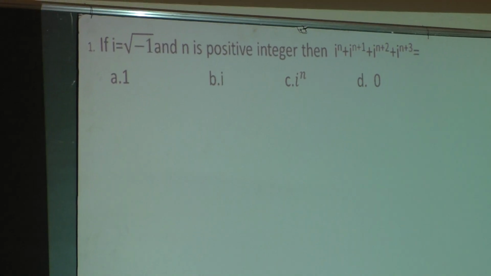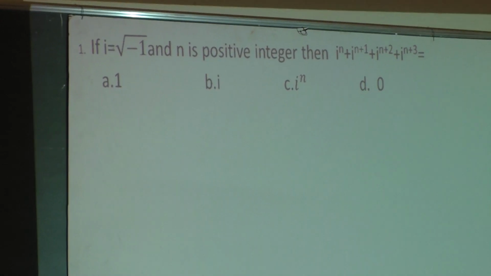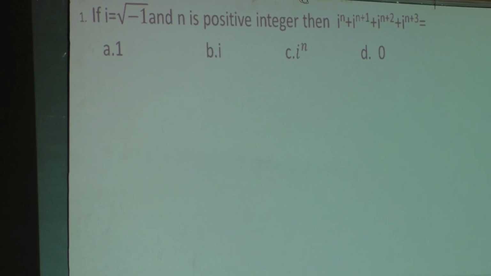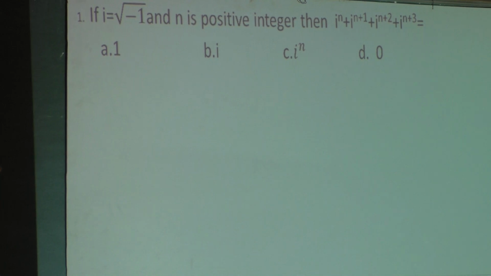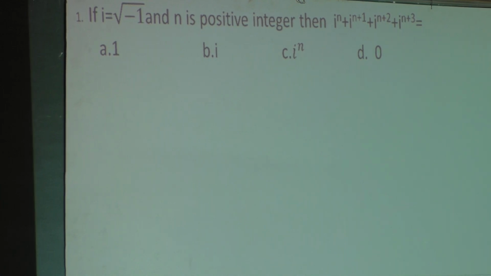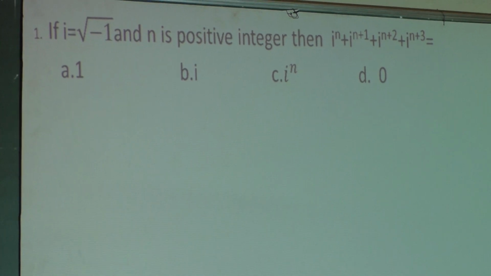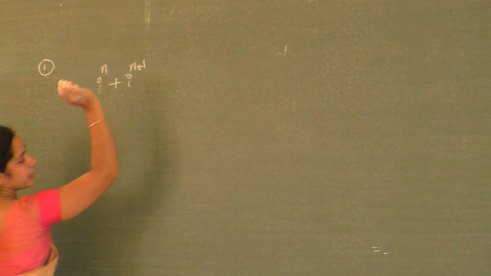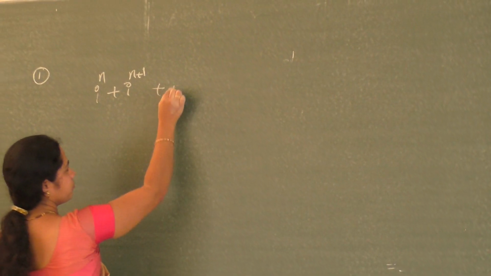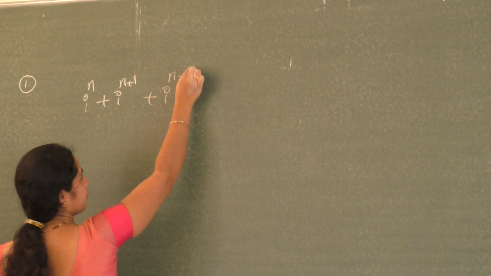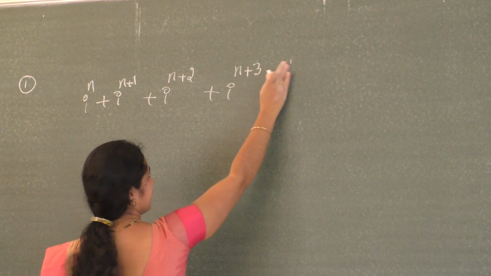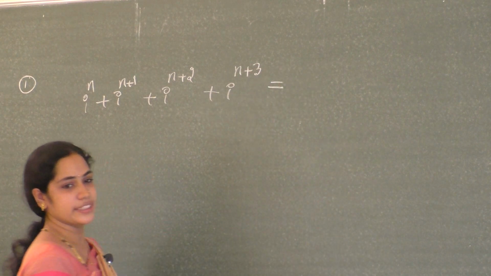First question: if i is equal to root of minus 1 and n is a positive integer, then i to the power n plus i to the power n plus 1 plus i to the power n plus 2 plus i to the power n plus 3 is equal to what? Here i is root of minus 1, and we need to find the value of this expression.